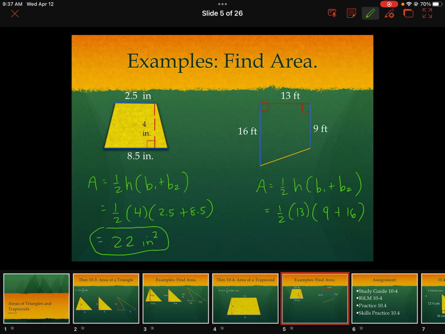Okay, I do not have a calculator handy, but I'm going to grab one real quick here. That's a little bit too much for me to do in my head. So I'm going to type in 0.5, that's what 1/2 is, times 13 times 25, because that's what 9 plus 16 is. And it's going to give me 162.5. So that's technically half of your answer. The other half is the square feet that you have to put on there.